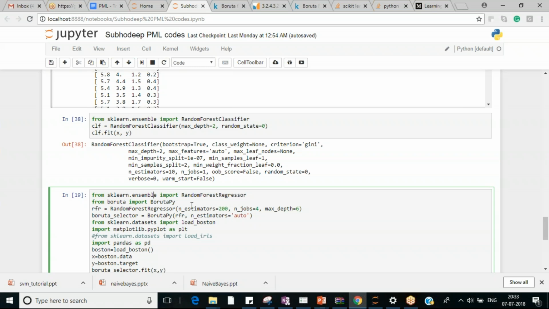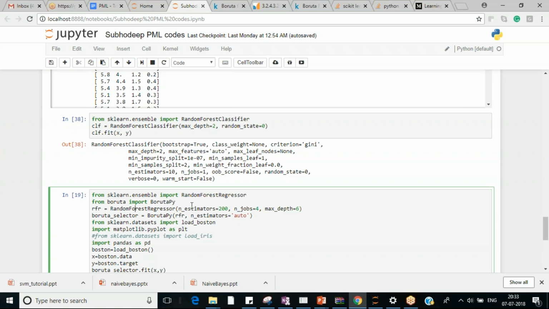From sklearn.ensemble import RandomForestRegressor, you're importing the model. Then from Boruta, which is again a module, you're importing BorutaPy. After that you're basically storing the random forest regressor. So n_estimators means the number of trees you want to fit, n_jobs is the number of jobs, which you don't need to understand, these are computationally important, and the max_depth, like we said, is the maximum depth of the tree.